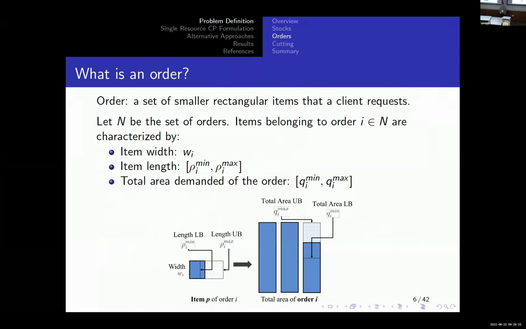Next, what is an order? Well, an order is just a set of smaller rectangular items that a client can request. Each order is comprised of smaller items. Each item has a fixed width and a length that's flexible within an interval. Furthermore, the total summation of the area of the items needs to be within some interval that the client requests.